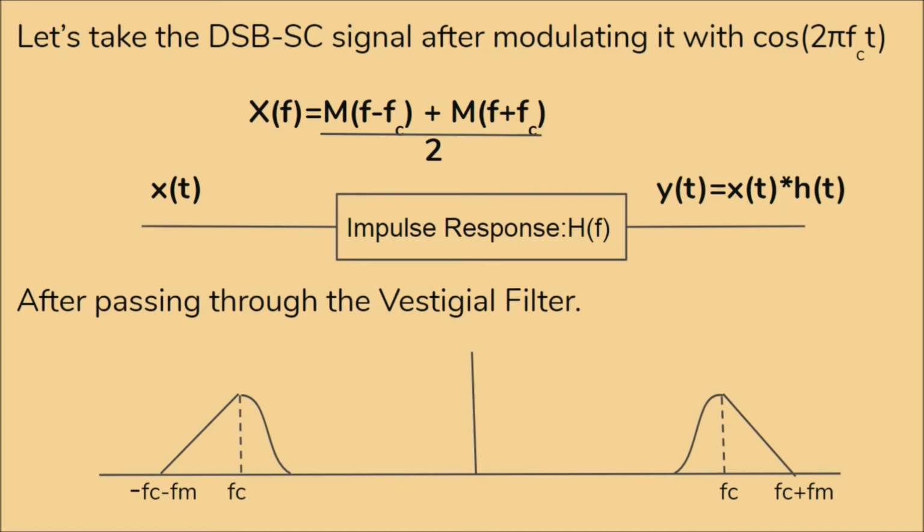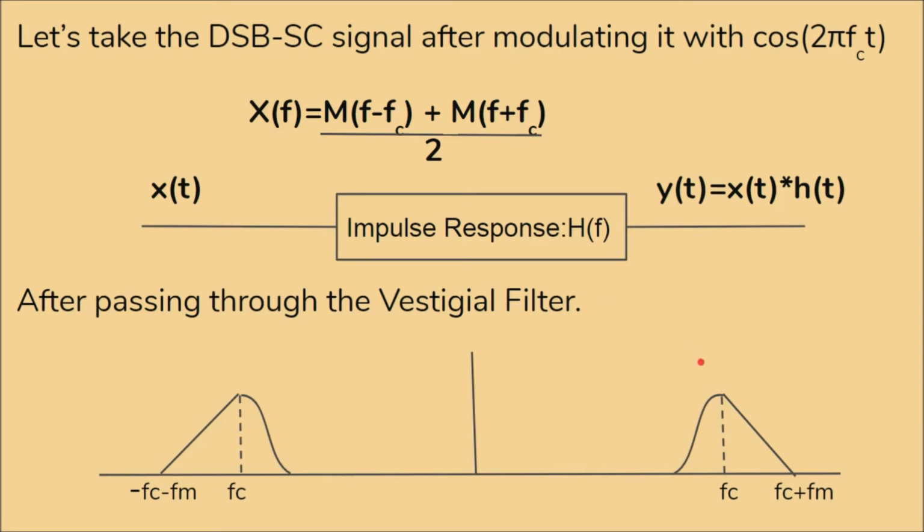Now, for generating the VSB signal, we make use of the DSB-SC signal. So, we have seen that the frequency spectrum of x(t) is [M(f - fc) + M(f + fc)]/2. Now, we pass the signal x(t) through our vestigial filter whose impulse response is given by h(t), and the output is y(t), which is equal to x(t) convolved with h(t).